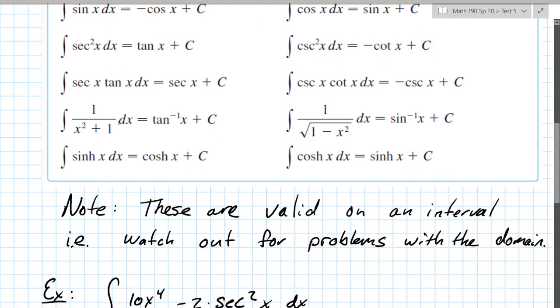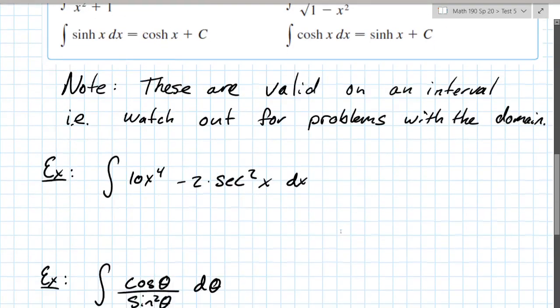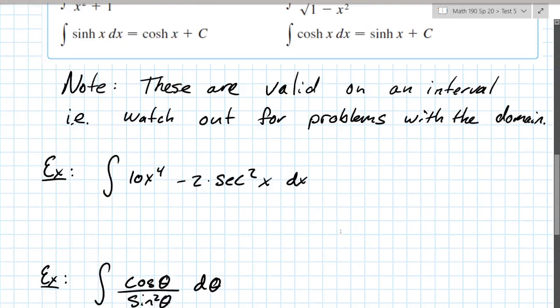There's a note, watch out for the domain, because when you write it out, this is valid on an open interval, so you just have to watch out for the domain. You cannot integrate across places where the domain's undefined. Alright, so let's look at some examples.